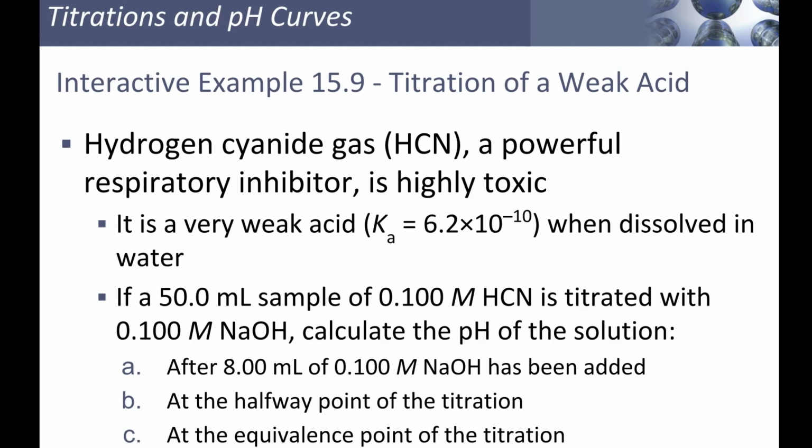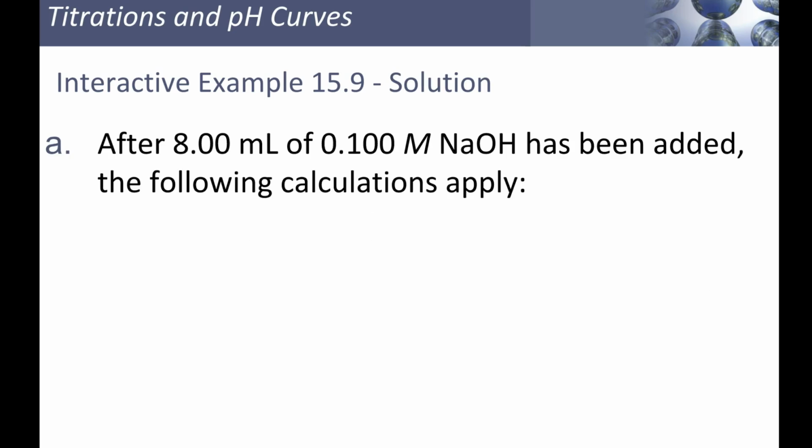You're going to take a 50 ml sample of the 0.1 molar HCN, and you're going to titrate it with 0.1 molar NaOH. And you're going to calculate pH at 3 points: after 8 milliliters of this NaOH has been added to it, at the halfway point of titration, and at the equivalence point. How are you going to do that? Carefully. Okay, so 8 milliliters of 0.1 molar.